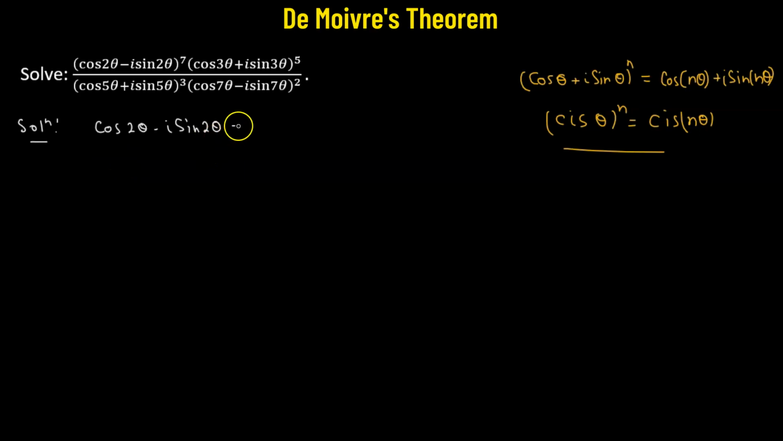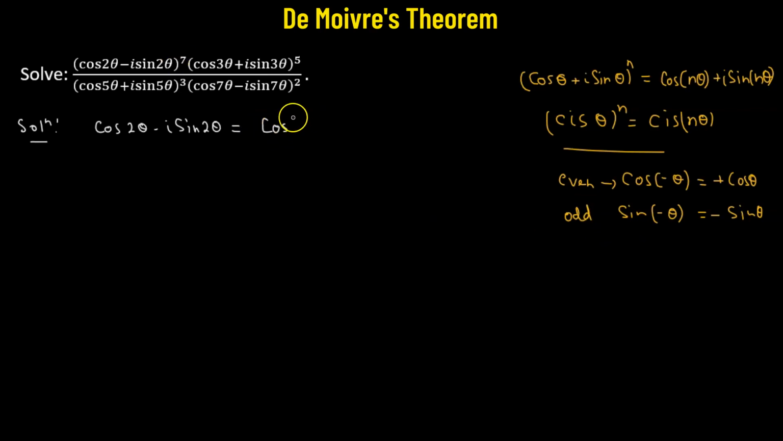Now this can also be expressed as, now we know that cosine and sine are even and odd functions respectively, which would mean that cosine of negative theta simply equals positive cosine theta, because this is an even function. And when we have a sine function, this is an odd function, so sine of negative theta will be negative sine theta. So we'll use this particular fact and rewrite our expression as cosine of negative 2 theta plus iota times sine of negative 2 theta. So in the compact form, we have cis of negative 2 theta.